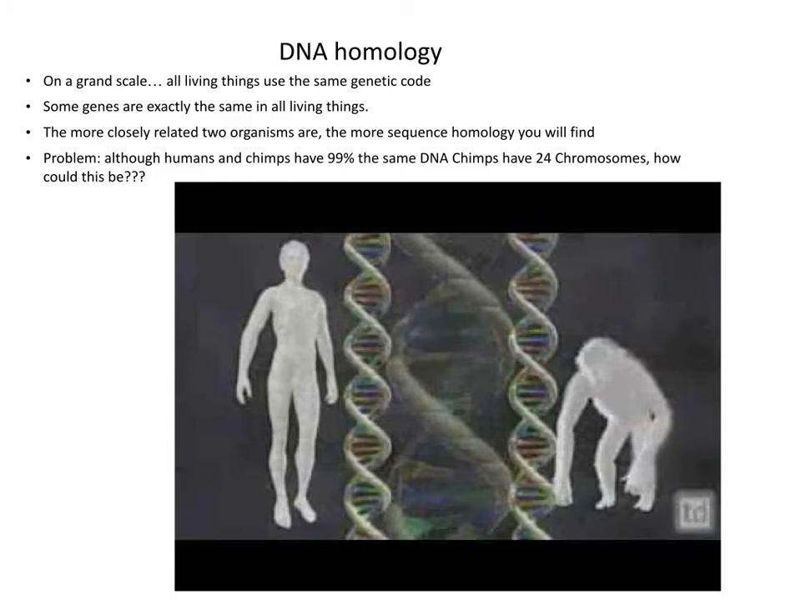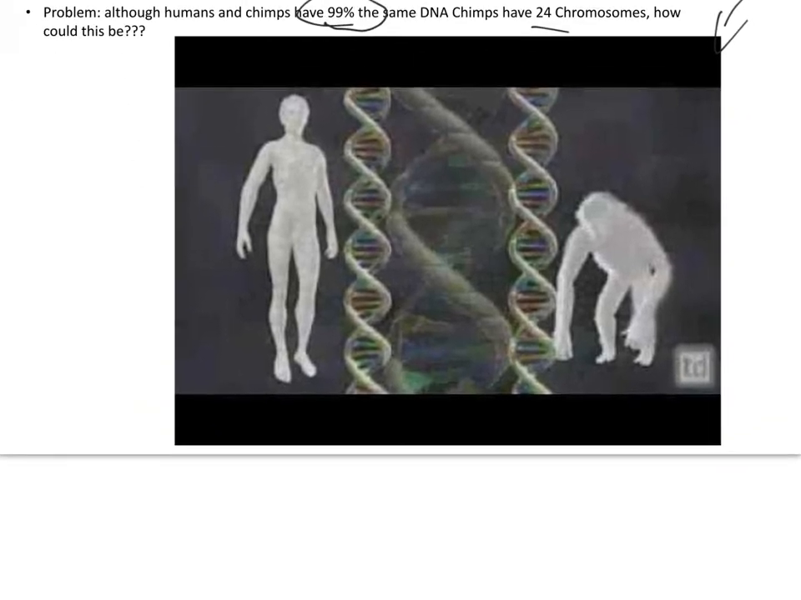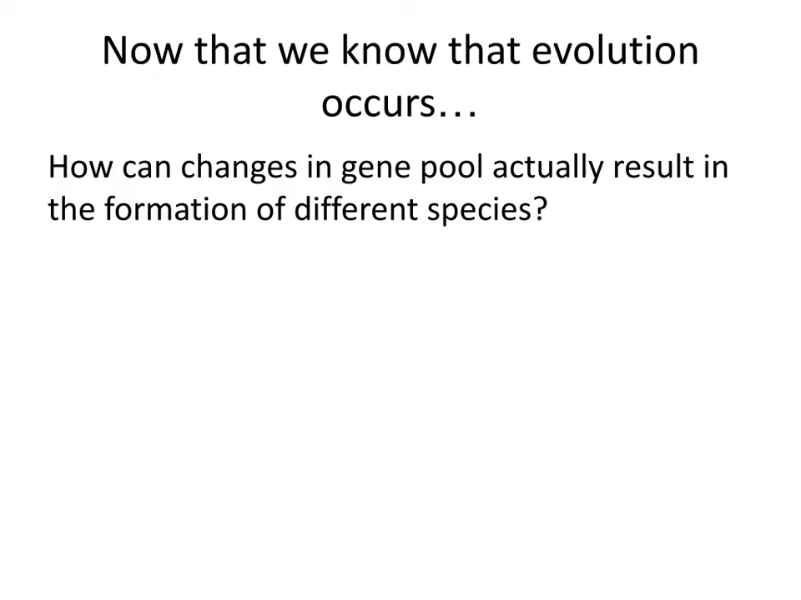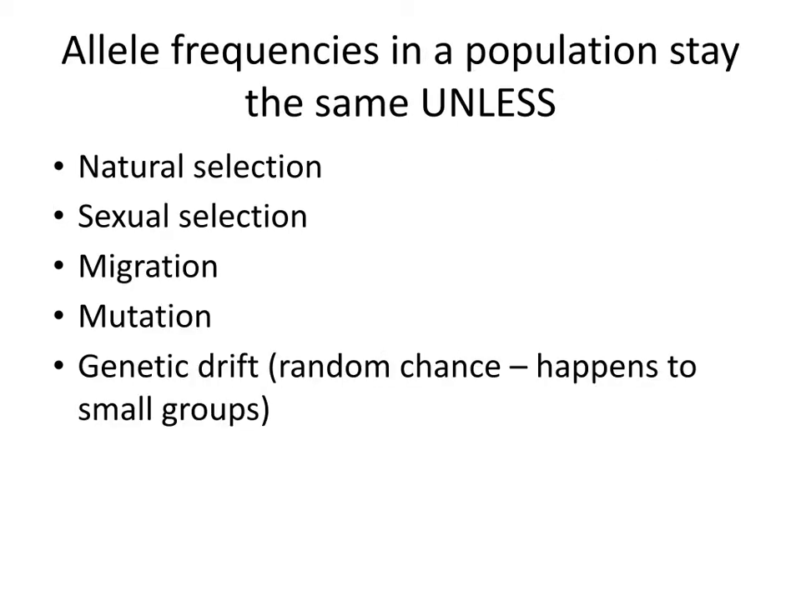So this is just this idea that we are very, very closely related to these other organisms. We have 99% the same DNA as chimps, but they have 24 chromosomes. I think I talked about this in the other one. We had 2 chromosomes that got stuck together. All right, and then now we're going to look at how do we form different species.